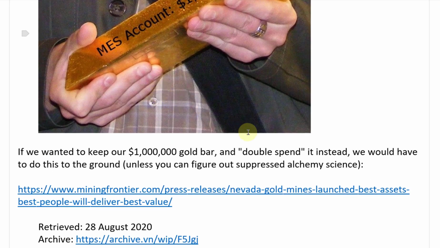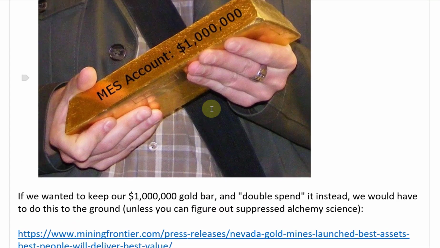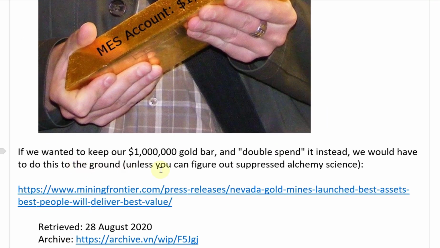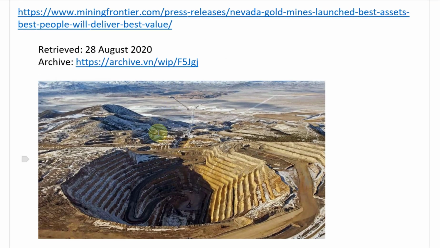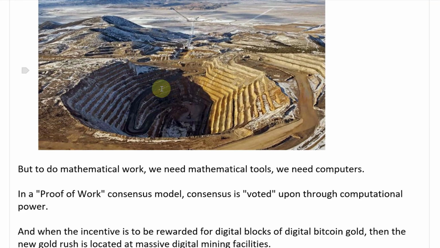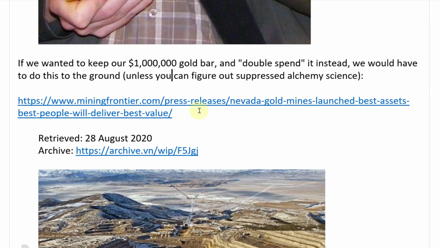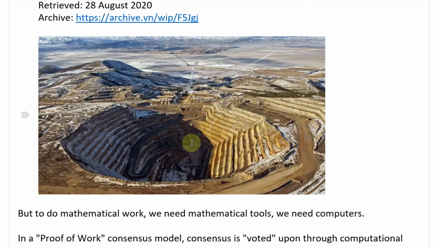So if we wanted to keep our $1 million gold bar and, quote, double spend it instead, so if we don't want to use that, we want to double spend instead, we would have to do this to the ground, unless you can figure out suppressed alchemy science. So yes, that's for another day. So this is what we have to do to the ground to double spend. We'd have to go and dig into the earth to find our gold bar, or to find enough gold to make that bar. So we have to do a lot of work.